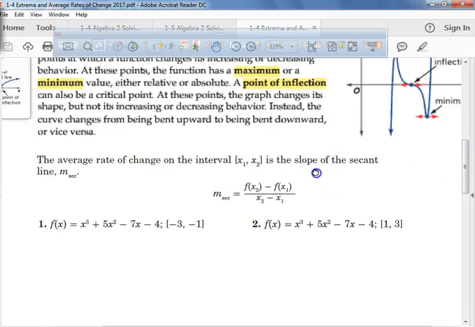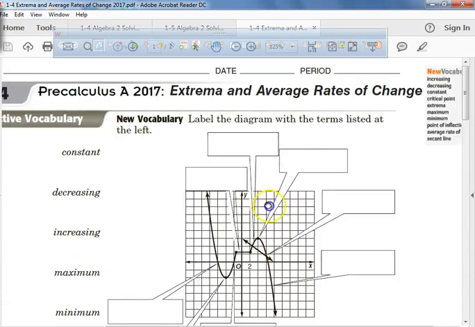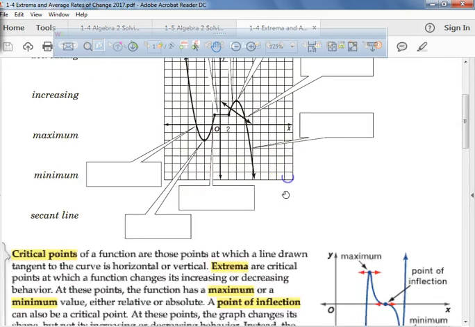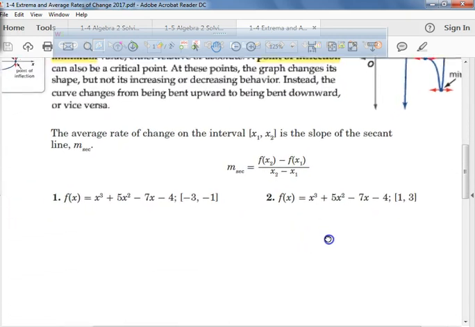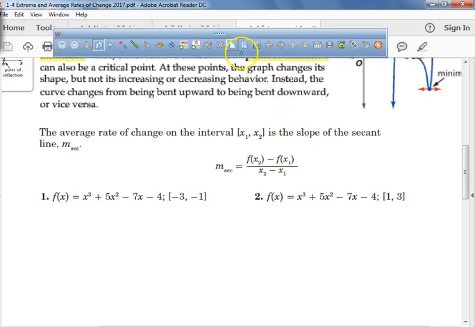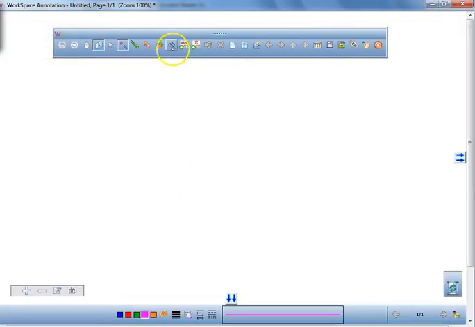All right, everybody, today we're continuing with Chapter 1, Section 4, Extrema and average rates of change. Yesterday we talked about relative minimums, relative maximums, absolute minimum, absolute maximum. So before we begin, let's do a quick little review.